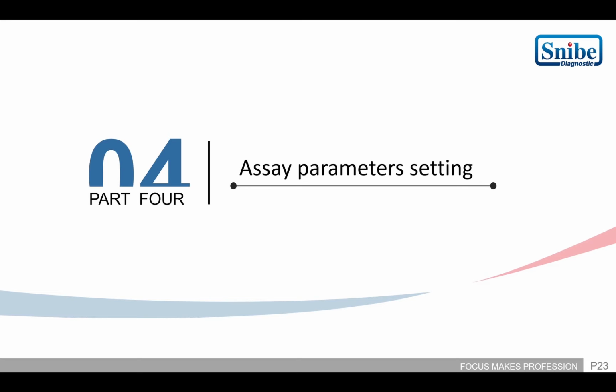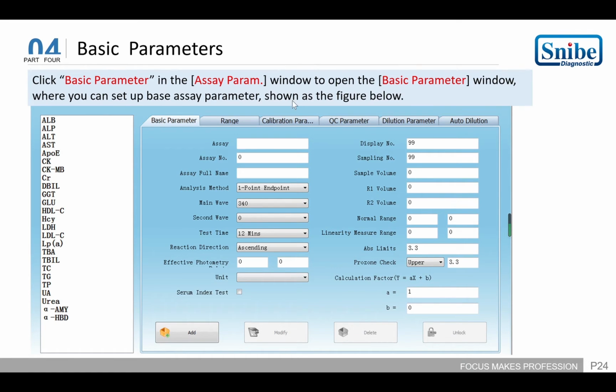The next one, we will talk about how to set up the parameters. For the basic parameter, we will give you a more detailed introduction in the SOP PowerPoint. So for this part, you have to remember some key points. First one, you click the basic parameter in the assay parameter. It will show you like this.